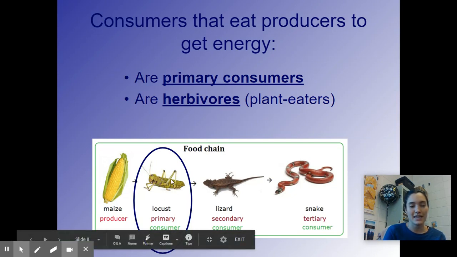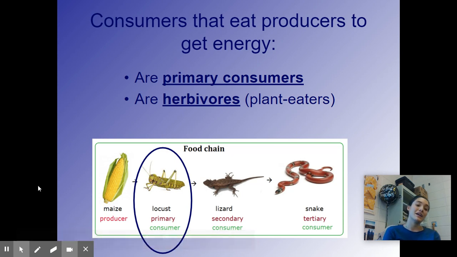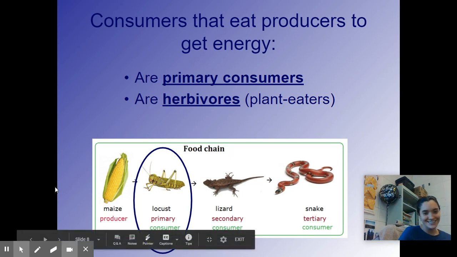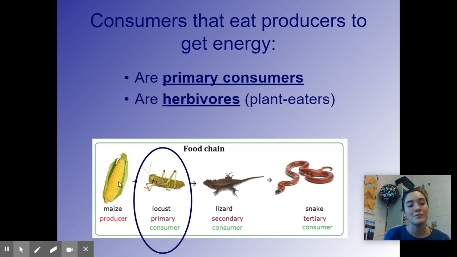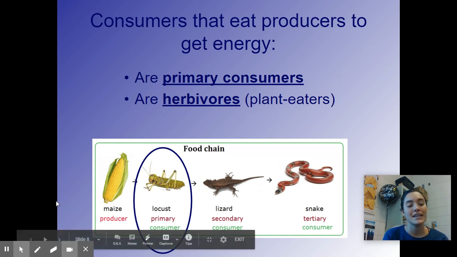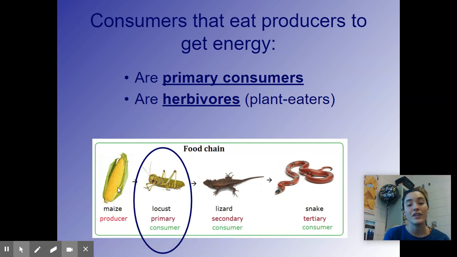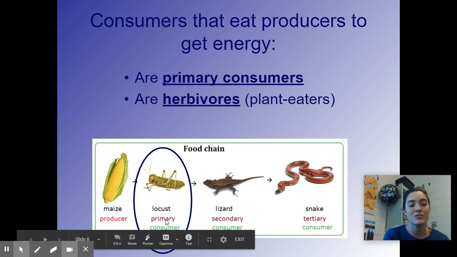So we have an example right here, in a food chain. First over here, we have the sun. You can't see it, but the sun gives this producer, which is some corn, the energy and the food and the sugars that it needs. And then this locust eats this corn. So it's a primary consumer because it's going straight to the source of the producer.